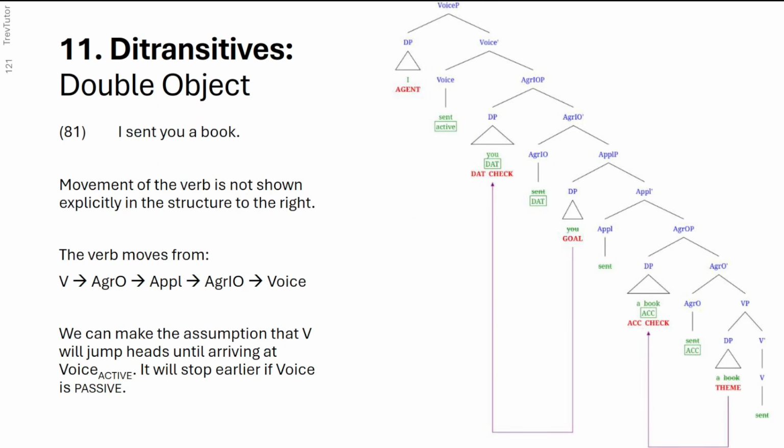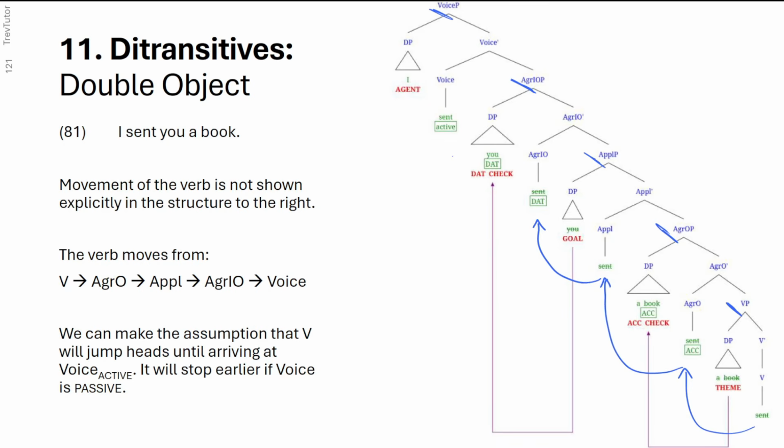Now, first, I want to point out in our structure, we have voice P at the top, then AGR IO, applicative, AGR O, and then the verb phrase. Now, the verb is being moved up to the head of each of these respective phrases. And that's because the verb is going to move to a position, do some checking or assignment, and then keep going forward. And it's going to be pronounced at the highest level, or I sent you a book.